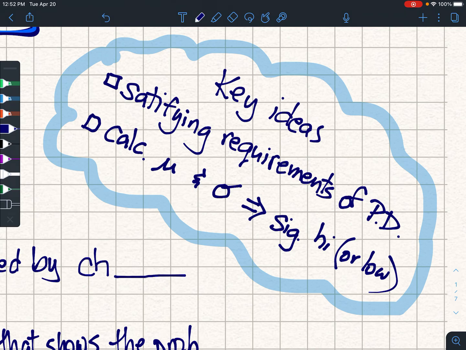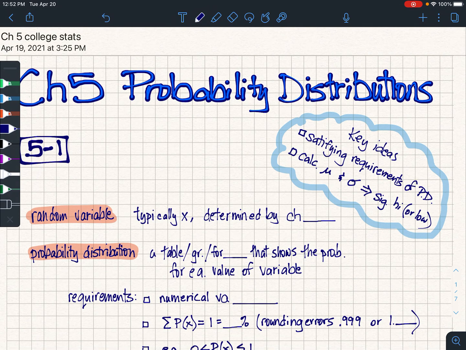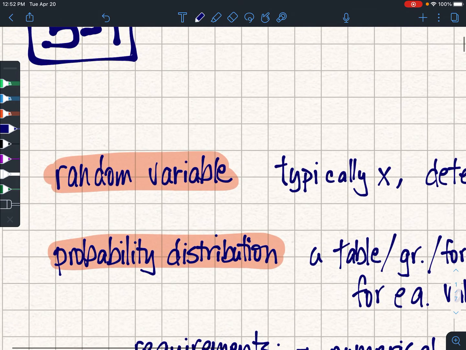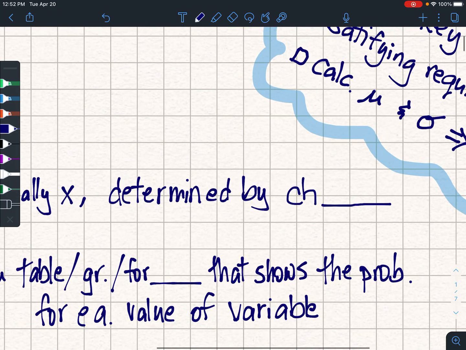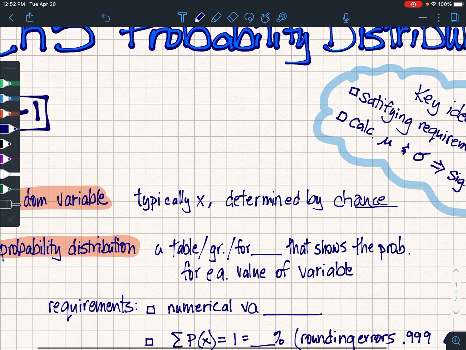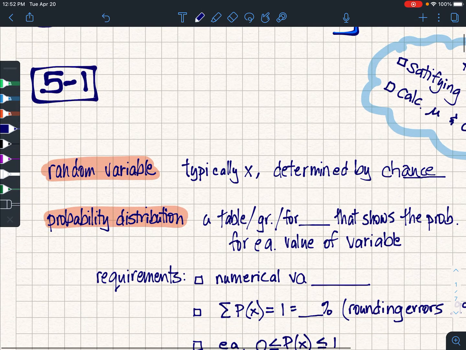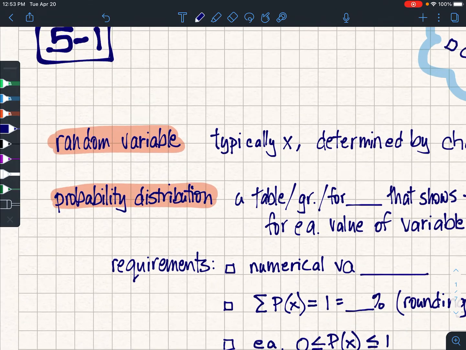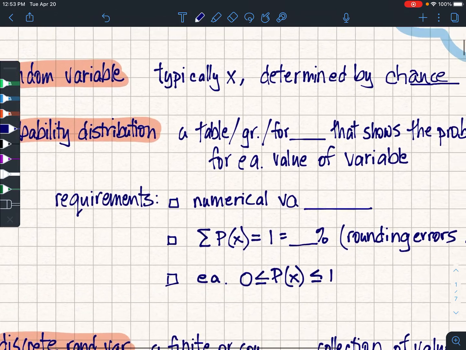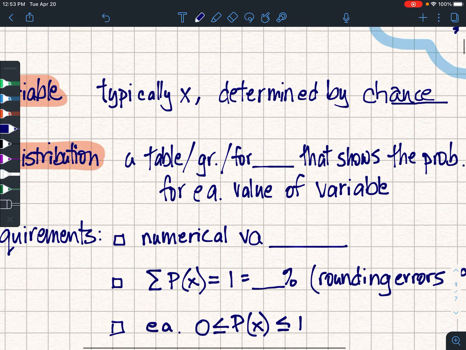All right? First of all, we define a random variable. Typically, it's called x, and it's determined by chance. More on that as we move through. But every probability distribution that you encounter has to have this random variable in it. Okay?